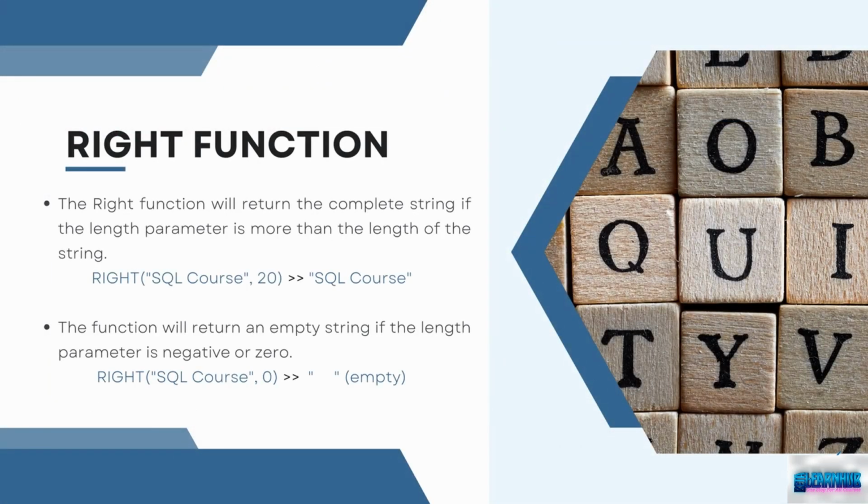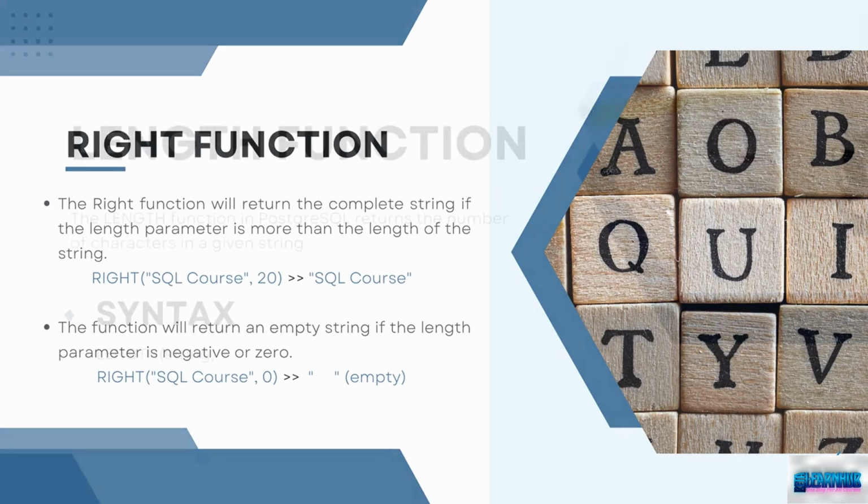Same thing with the left function, the right function will return the complete string if the length parameter is more than the length of the string. The function will return an empty string if the length parameter is negative or 0.